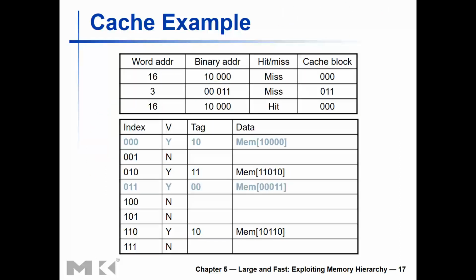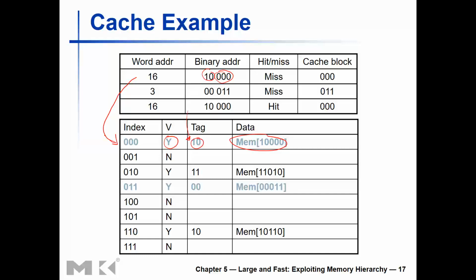Now notice here I have address 16. This is 000. There was no data here, so I brought the data from the memory, saved it here, and then I saved the tag here. Okay, and then I change the no to yes.